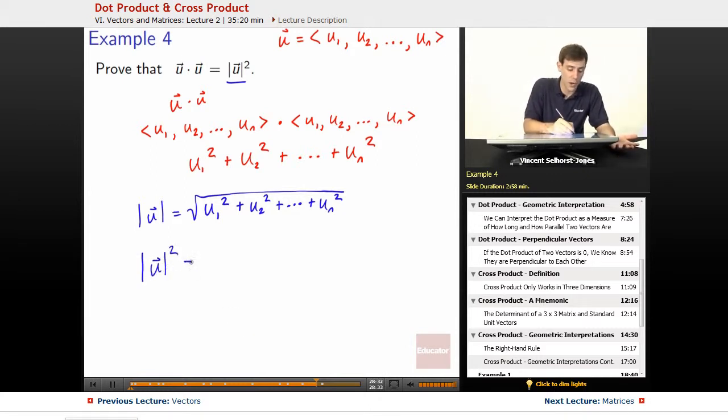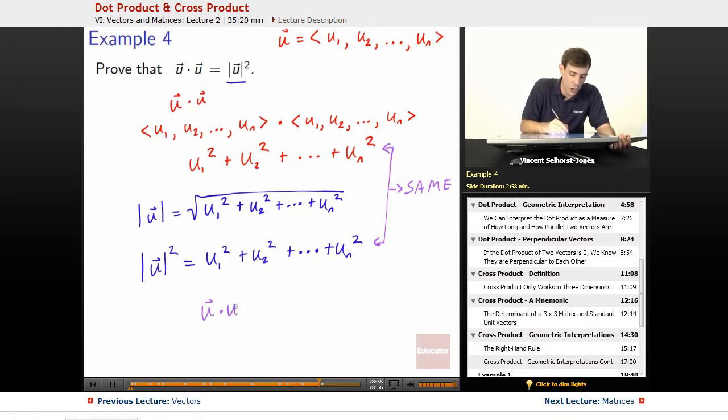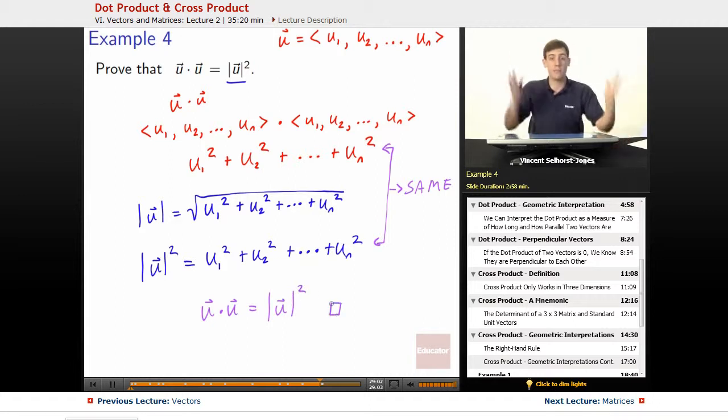then we got magnitude of u squared equals, well, if we square both sides of that equation above, square root times square root cancels out, and we've just got u1 squared plus u2 squared up until un squared. Well, look, this and this are the same thing. So since they're the same thing, we've just shown that u dot u is equal to the magnitude of u squared. Great, proof is finished.